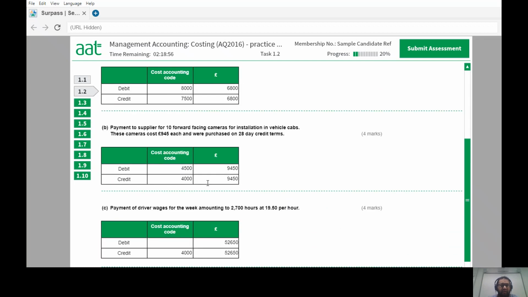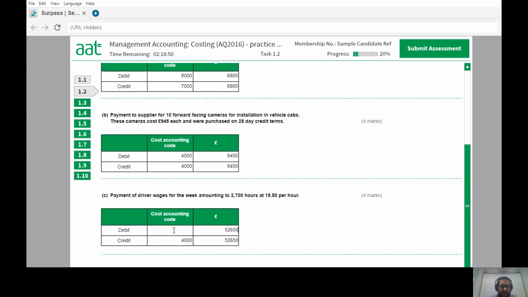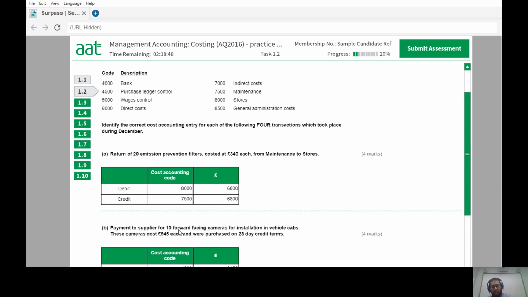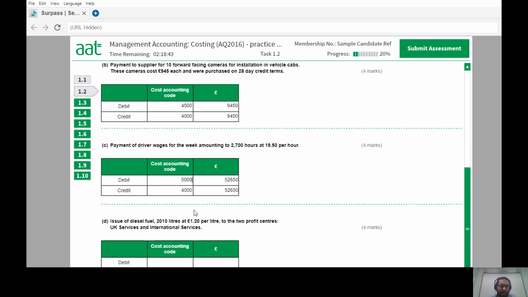52,650, but now we're going to look for anything to do with wages. Here you go, the wages control account will have a debit entry here. So here, wages control account, according to this, code number 5,000. So I've written the 5,000 now. That is now done with.